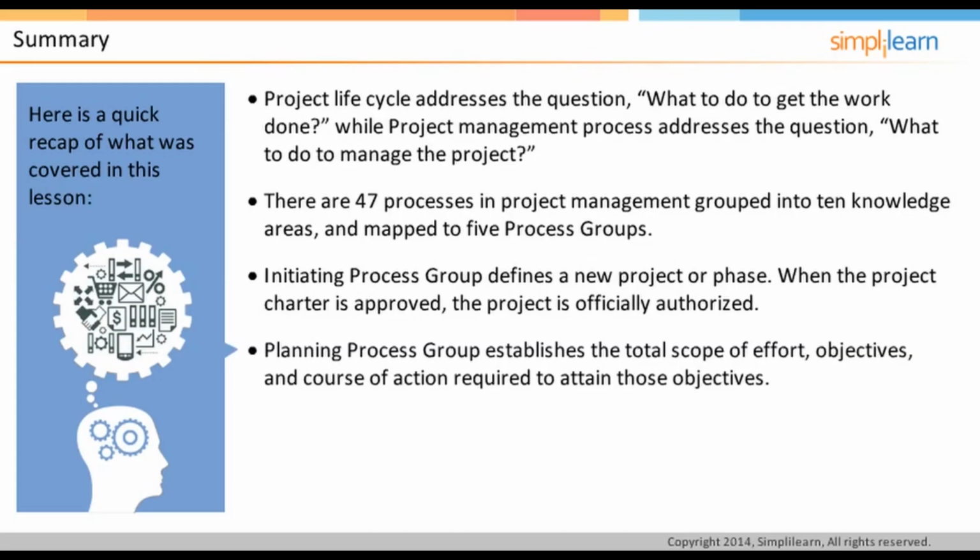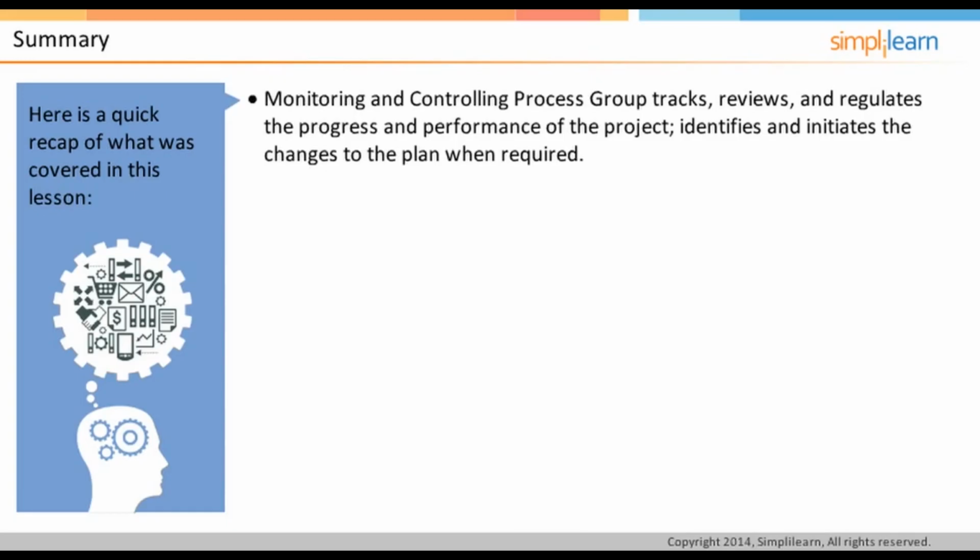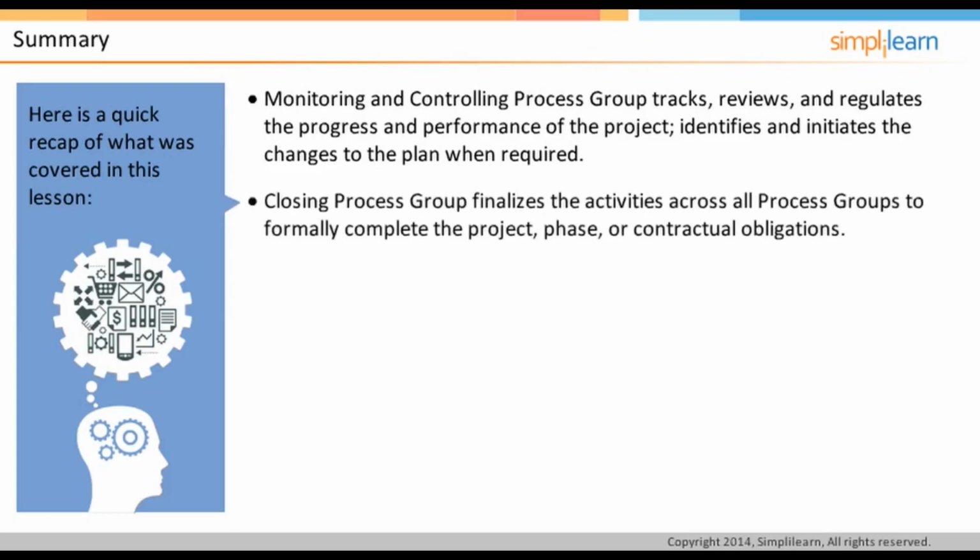Planning process group establishes the total scope of effort, objectives, and course of action required to attain those objectives. Executing process group completes the work defined in the project management plan to satisfy the project specifications. Monitoring and controlling process group tracks, reviews, and regulates the progress and performance of the project, identifies and initiates the changes to the plan when required. Closing process group finalizes the activities across all project management process groups to formally complete the project phase or contractual obligations.